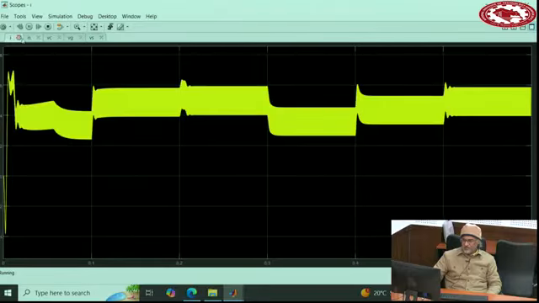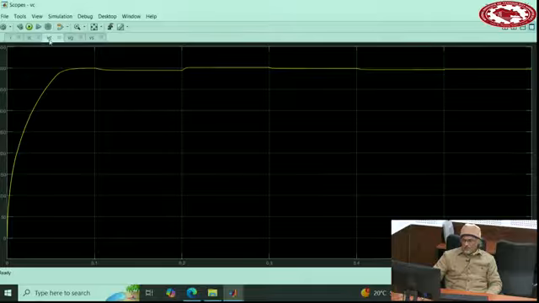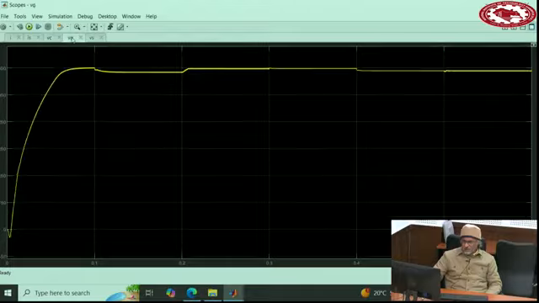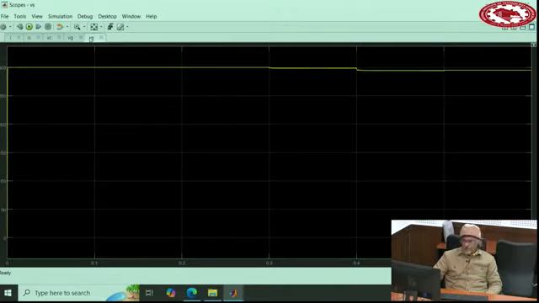This is the inverter current. This is the converter current. This is the capacitor voltage, which builds up during the starting time. And this is the grid voltage, or load voltage. And this is the grid voltage. So this is the load voltage.